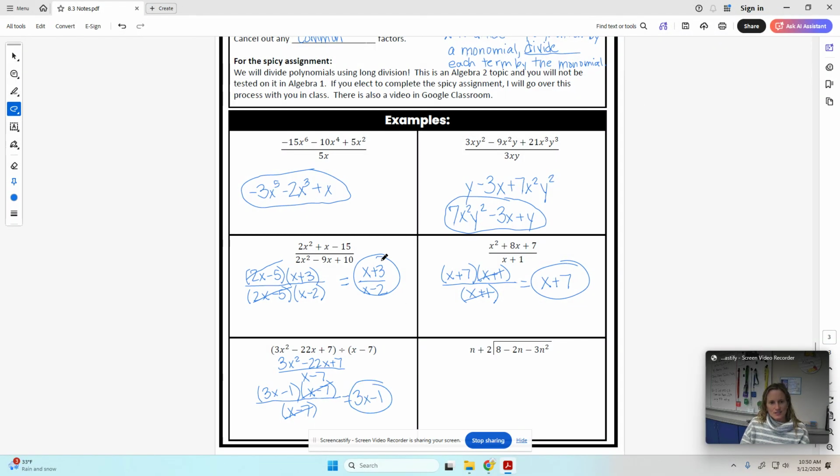So one thing that we notice in this, I still had a factor on top and bottom, so I was left with a fraction. But in some of these, I only had one polynomial in the denominator, and so when things cancel out, I'm just left with a polynomial, not a fraction of polynomials. So your answers can look either way.